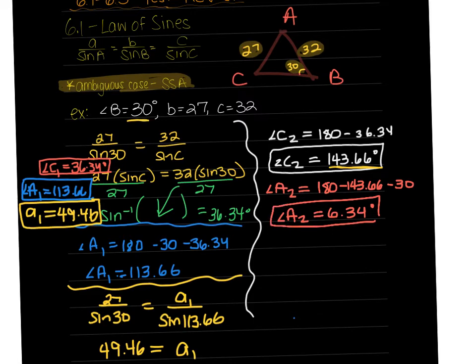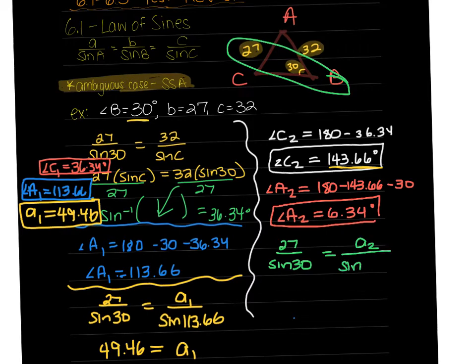So now I've got angle C2, angle A2, and the last thing I need to find, which is side A2. I'm still going to use the same original measurements that I got given for B. So 27 over the sine of angle B, which is 30, would equal A2 over the sine of angle A2, which is 6.34. Cross multiply, so 27 times the sine of 6.34 divided by the sine of 30. And I get A2 equals 5.9696. And there I have my 2 full complete triangles.